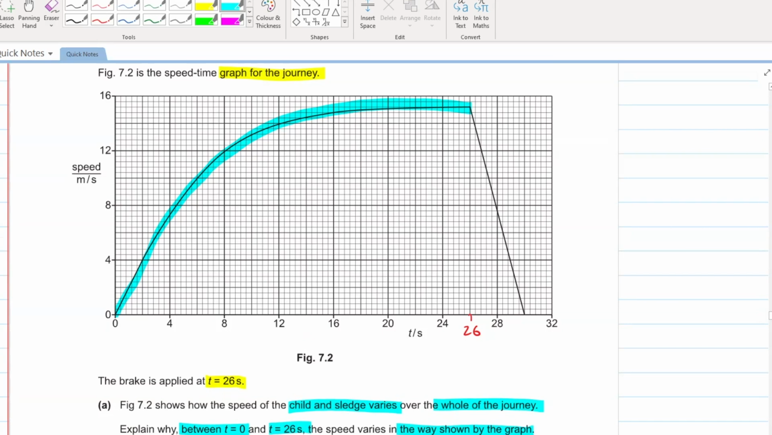Because if you realize, the gradient of a velocity time graph is acceleration, and as the gradient is decreasing, acceleration is decreasing. Simple as that. Perfect. So what kind of graph is this? A decreasing curve. Nothing complicated.